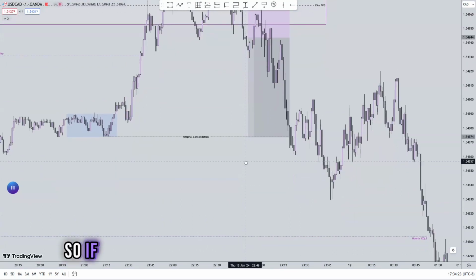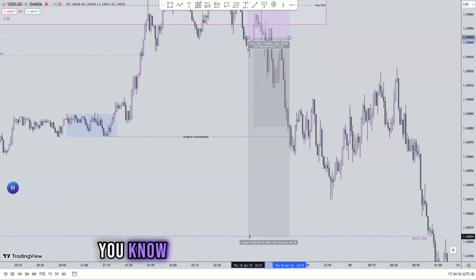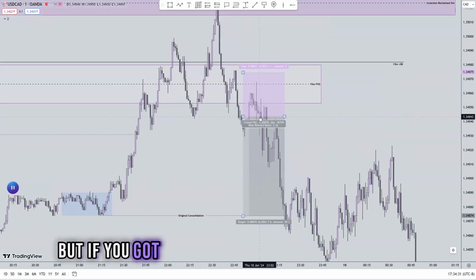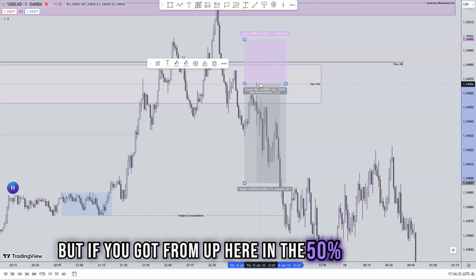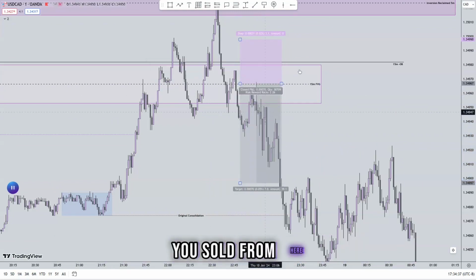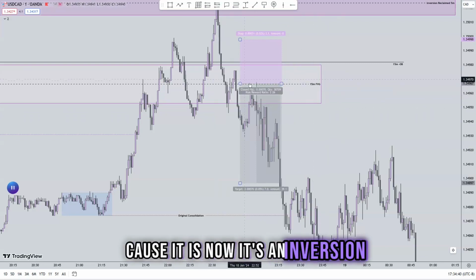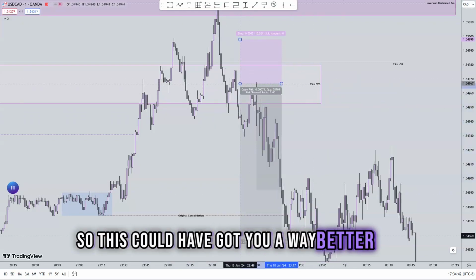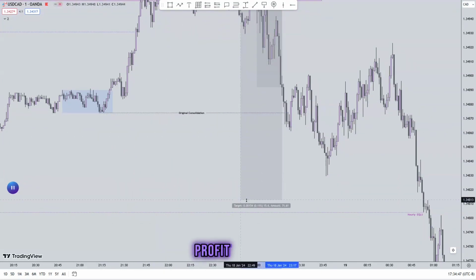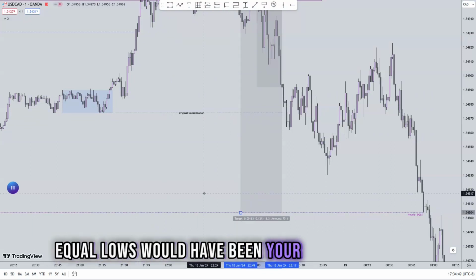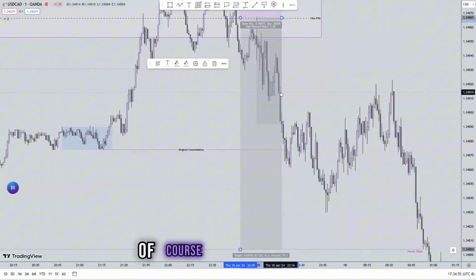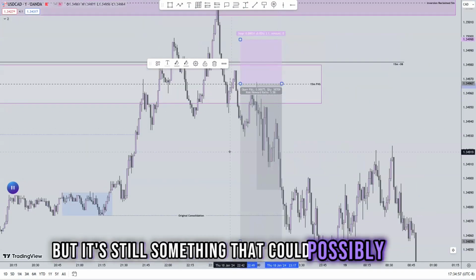So if I were to have held all the way down there, you could have got a good RR, but I didn't. So here's 1, 2, 4. But if you got from up here on the 50% equilibrium, because either you expect a reversal, you sold from here, because now it's an inversion. So this could have got you a way better risk to reward. The original consolidation would have been a first take profit, and the hourly equal lows would have been your final take profit, which could have got you a good trade of 1 to 5. Now, of course, we didn't get that, but it's still something that could possibly happen.